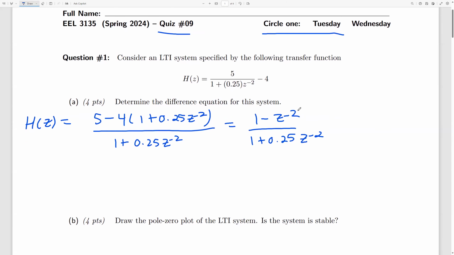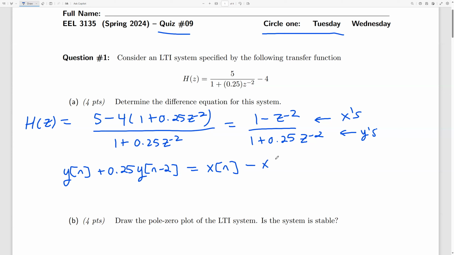And how you should think about this when you get a difference equation, it's sort of flipped. So these are your x's and these are your y's basically. And any of these z to negative 2s are just time delays. So if you write this out, starting the denominator with the y's, you'll get the 1 goes to y of n, and then you get plus 0.25. And this z to negative 2 is your time delay, so you get y of n minus 2. And then you go back to the numerator, equals 1 goes to x of n minus your time delay, x of n minus 2. And your answer is done right here.